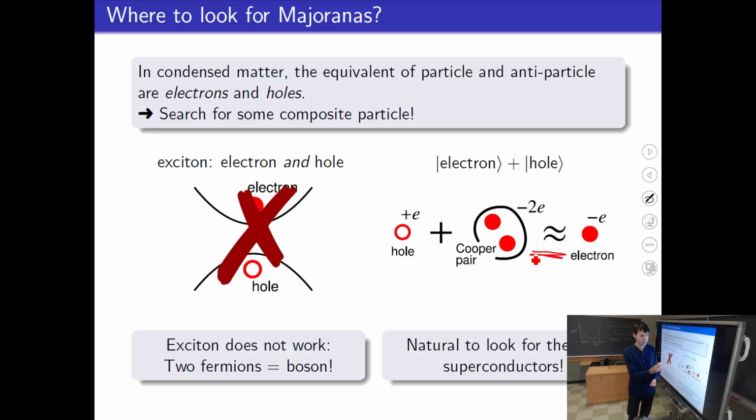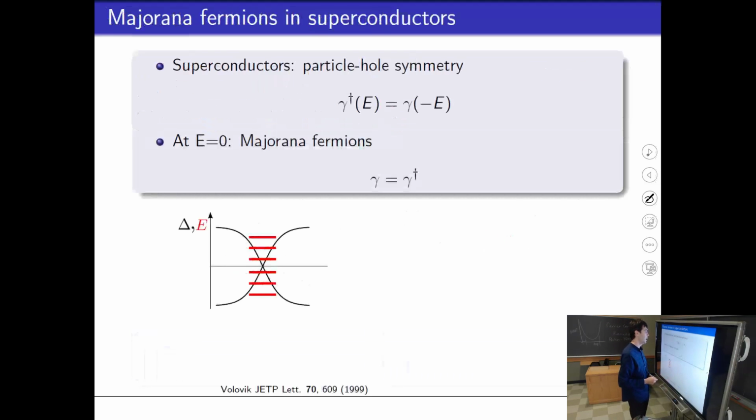So this is a great place to look for these kinds of superpositions of electrons and holes, of creation and annihilation, to find Majorana fermions. It's a natural place to look for these. So in superconductors, particle-hole symmetry can be expressed by this expression. A creation of a particle with energy E is the same as an annihilation of a particle with energy minus E. This is the formula for the particle-hole symmetry, expressing the cartoon that I just gave you in this more rigorous form.